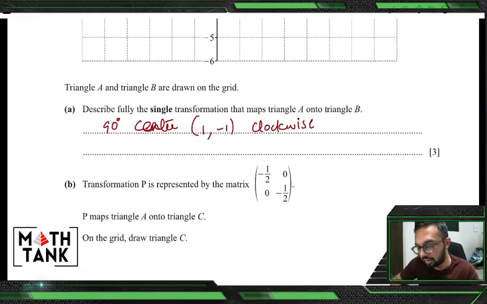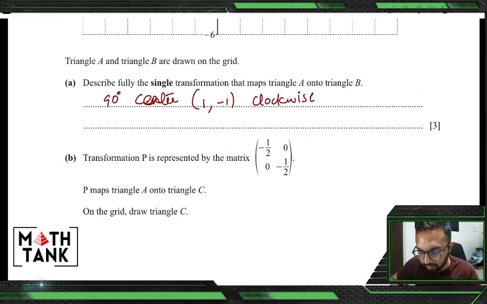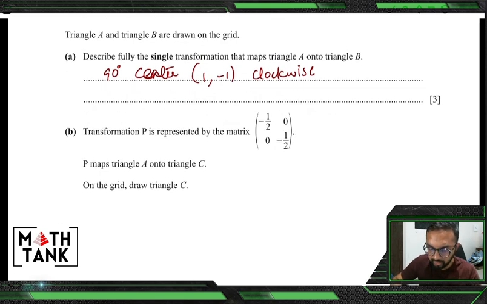It's not necessary that you get everything right on the exam to get an A, but you should try to do that. But at the same time, you should be aware of where you should be spending your time. Transformation P is represented by the matrix this. P maps triangle A onto triangle C. On the grid, draw C.